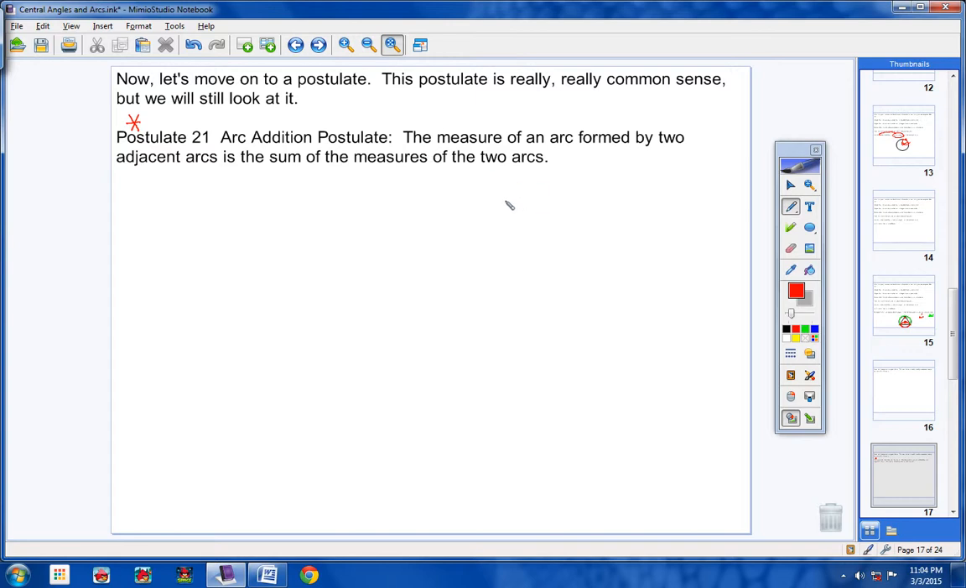Let me show you what this means. It's really, really simple, and it's really, really common sense, okay? But I would write this in your notes. Alright, if I have an arc that runs from here to here, and then another arc that runs from here to here, I'm just going to use a different color just so you can see it. So I've got a red arc and a blue arc, okay? Now when it says adjacent arcs, it means side-by-side arcs. This is so obvious, guys.